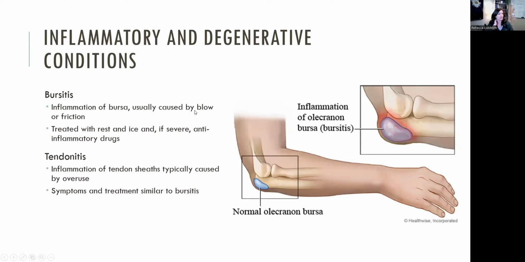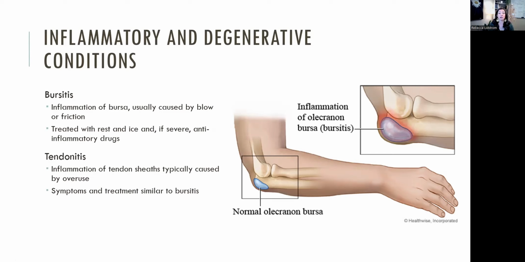So some inflammatory and degenerative conditions. The first one here is bursitis. And we talked about the bursa sacs that we have around the body. And when we have inflammation, the ending itis often signifies inflammation. So if you see that attached to a word, you can guess that there's going to be inflammation. So this is just bursitis, which means there's inflammation of the bursa.